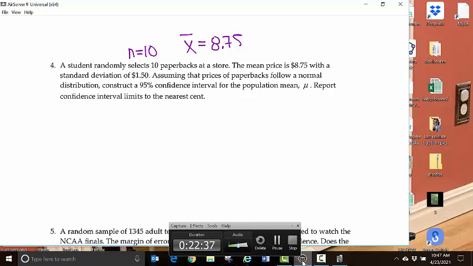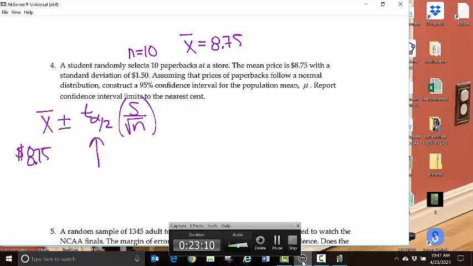We would do x-bar plus or minus t alpha over 2 times s over the square root of n. That is in your formula chart. We're using t because we don't know the population standard deviation. We don't know the population mean. That's what we're trying to find. So you could plug in, we have a sample average of 8.75.